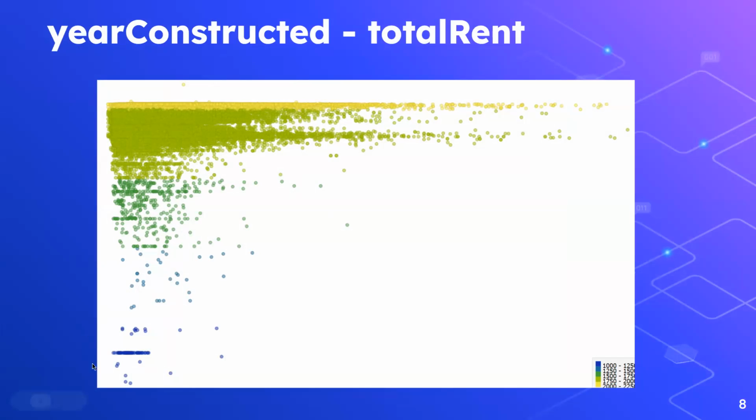Our Y-axis here is year constructed. Our X-axis is total rent. Again, it was something we expected because these are newer constructed buildings. The year is newer. Although there was one example that said the year constructed was 290, which was impossible. So that sample would need to be removed. And we can see that buildings that are really old have lower rent prices compared to newer buildings.